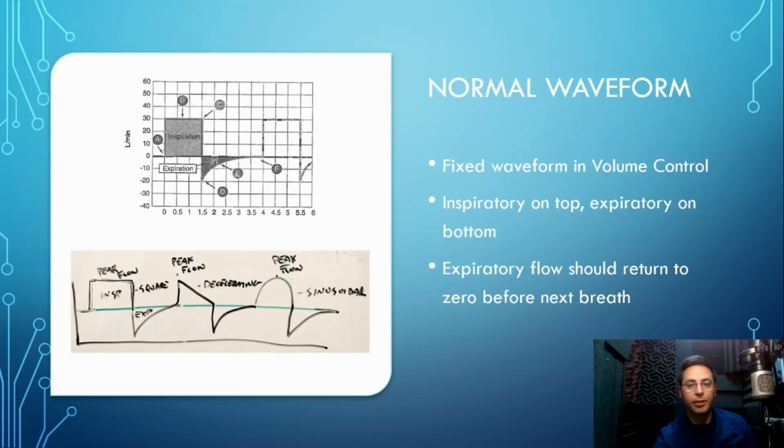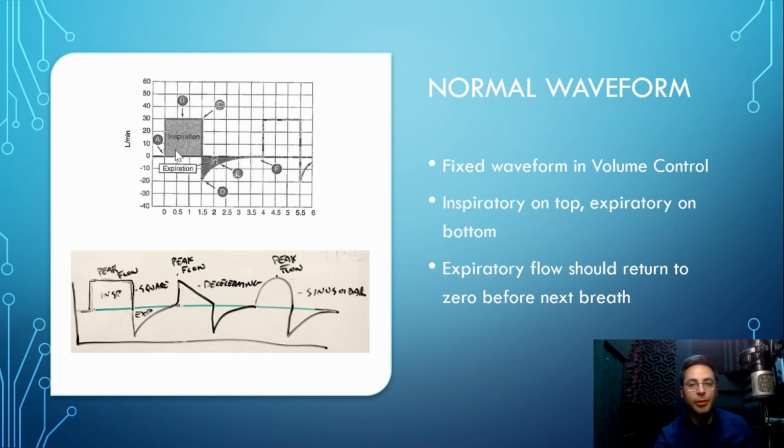Taking a look now at the flow waveform. What we see here in a normal waveform in volume ventilation. So here we have a square waveform where we have our rapid increase in inspiratory flow until it reaches a constant level, until cycling occurs. And we have our passive exhalation.